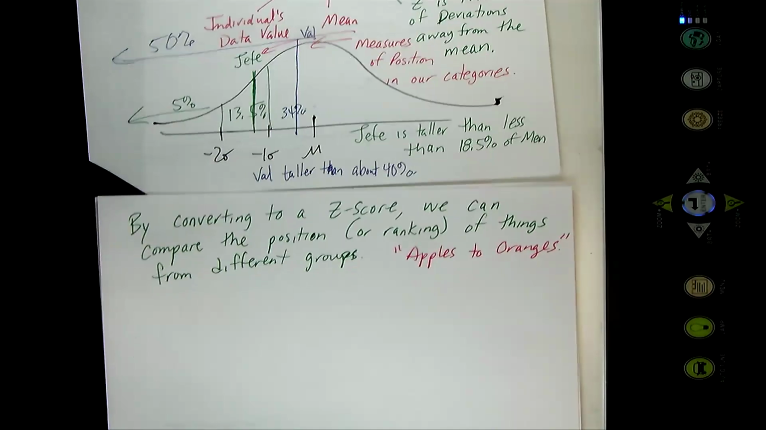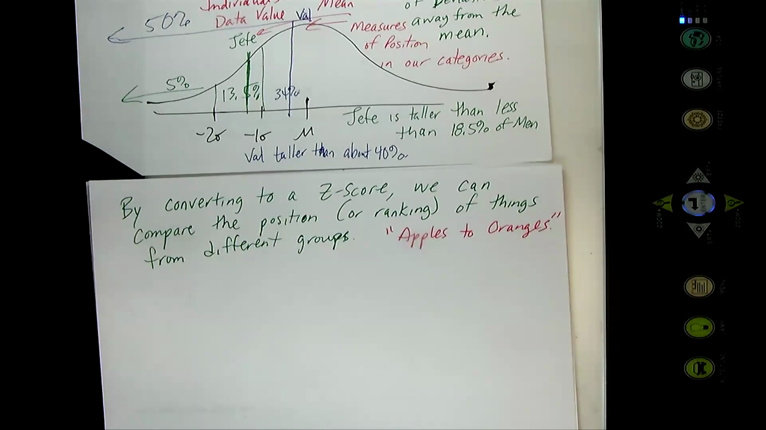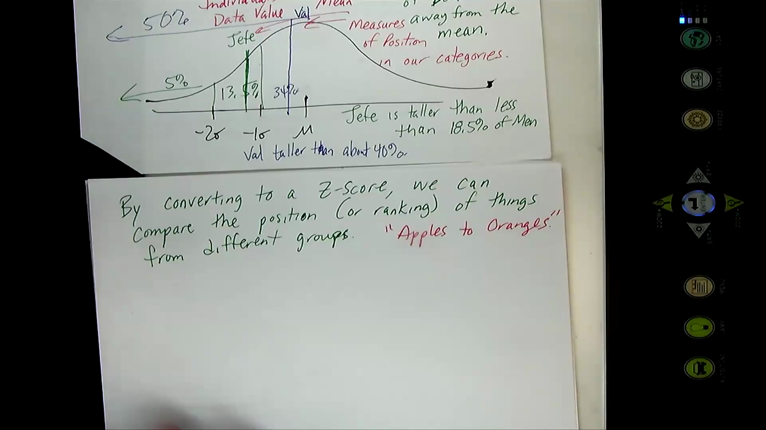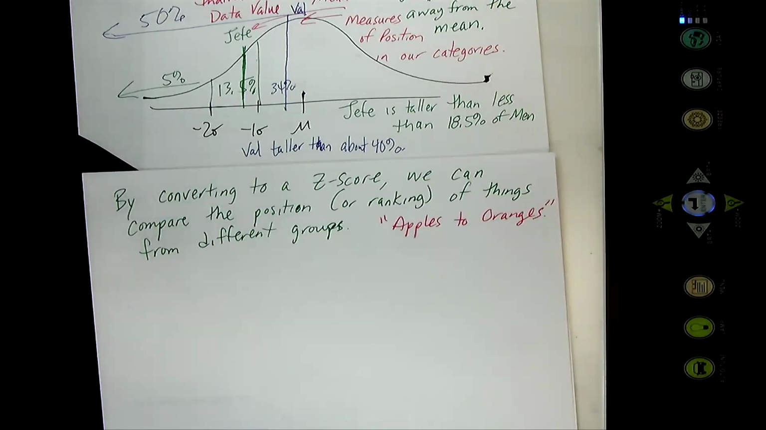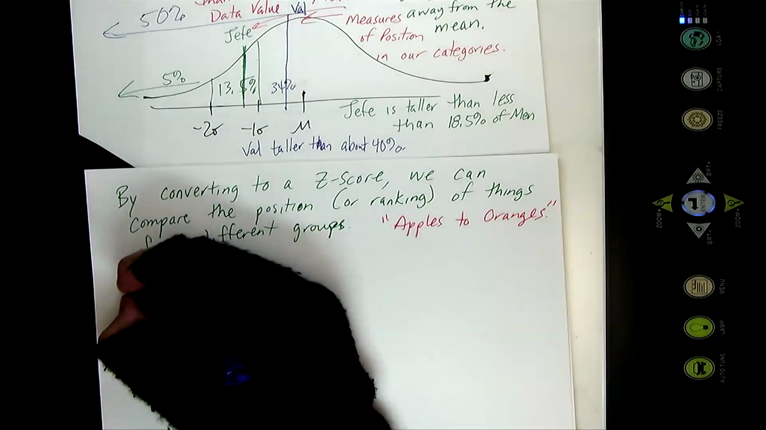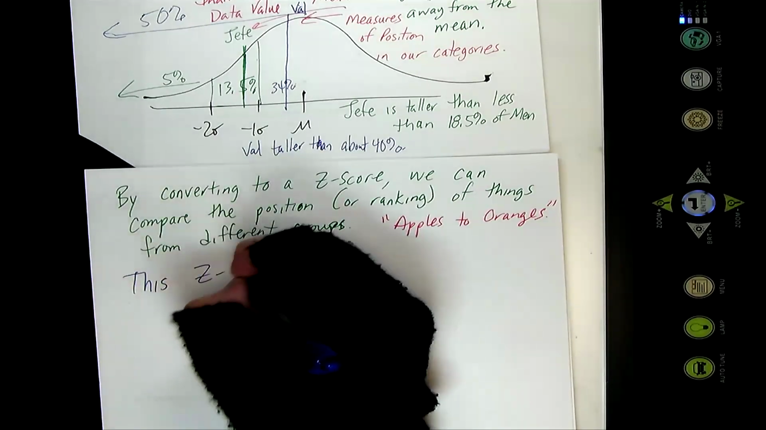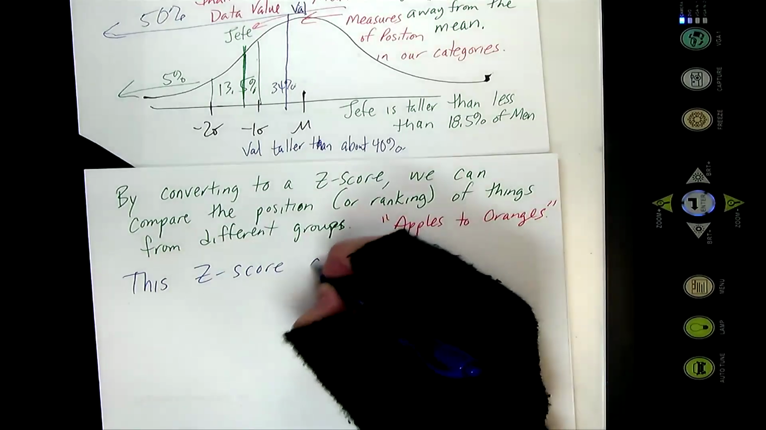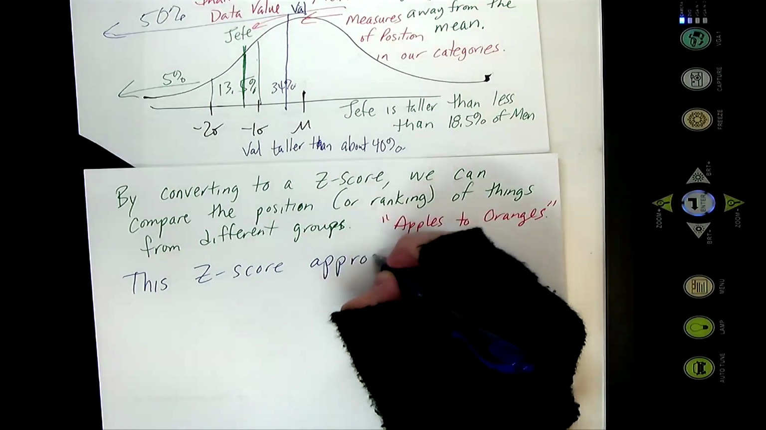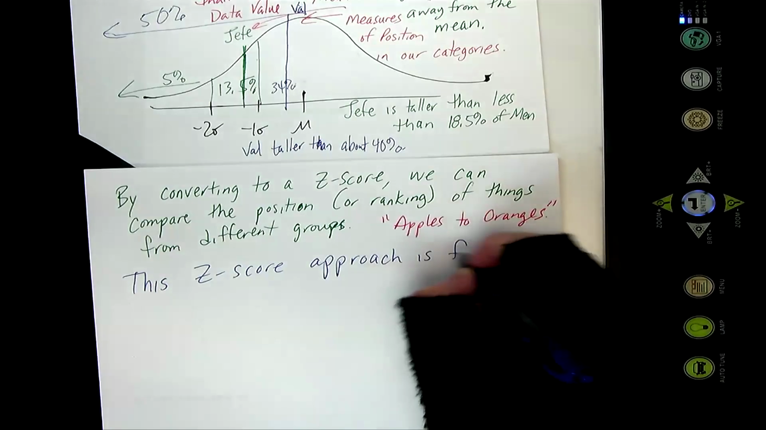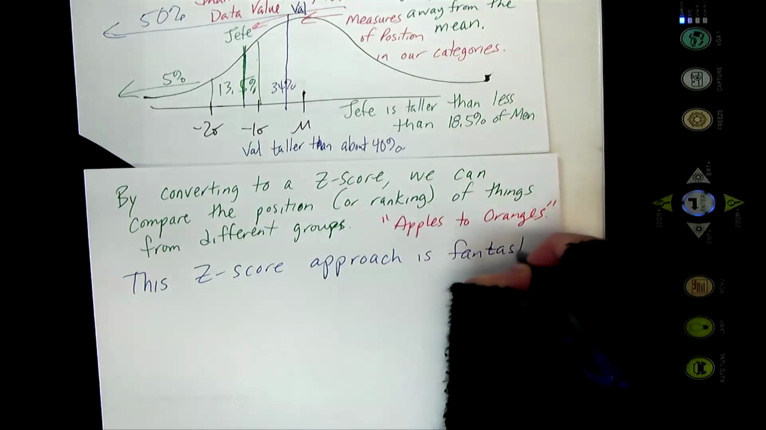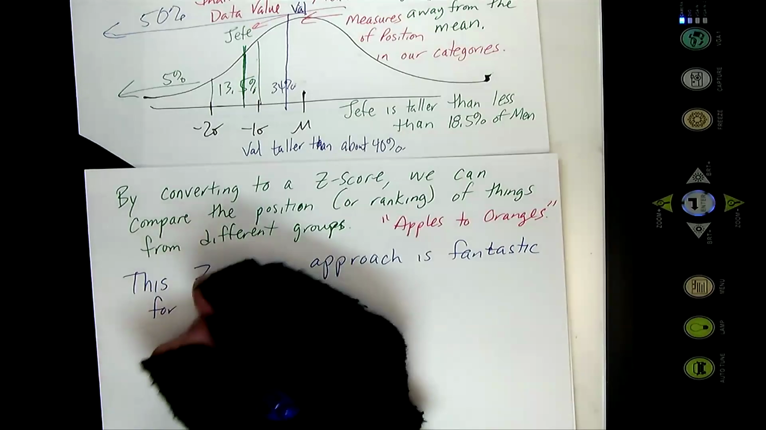So that's like different kinds of ranking. This works really, really well. So this z-score thing is fantastic for data that lies on a bell curve.